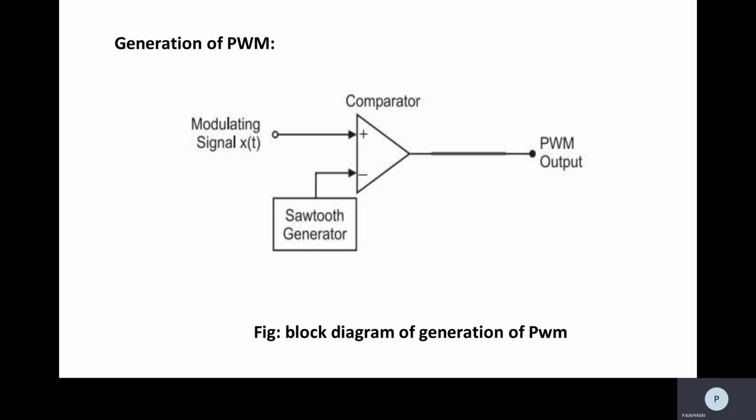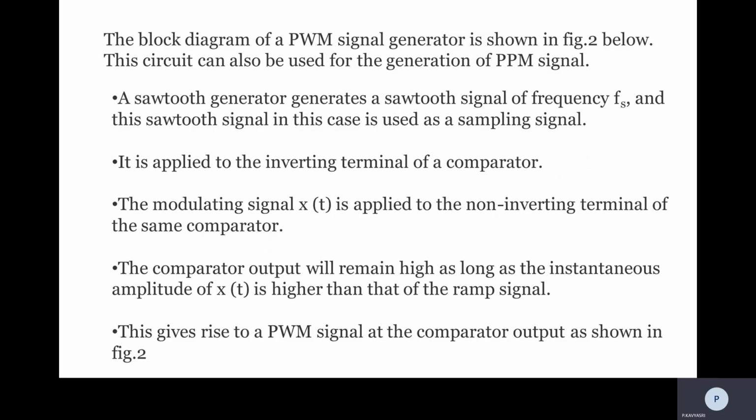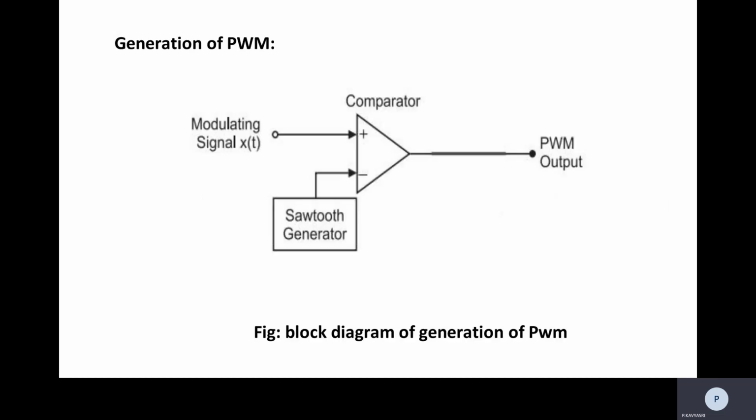Now I'll read the content here. This is the block diagram of a PWM signal generator, and the circuit can also be used for the generation of a PPM signal. A sawtooth generator generates a sawtooth signal of frequency fs, which is used as the sampling signal. The sawtooth signal is applied to the inverting terminal of a comparator. Here you have to observe one thing.